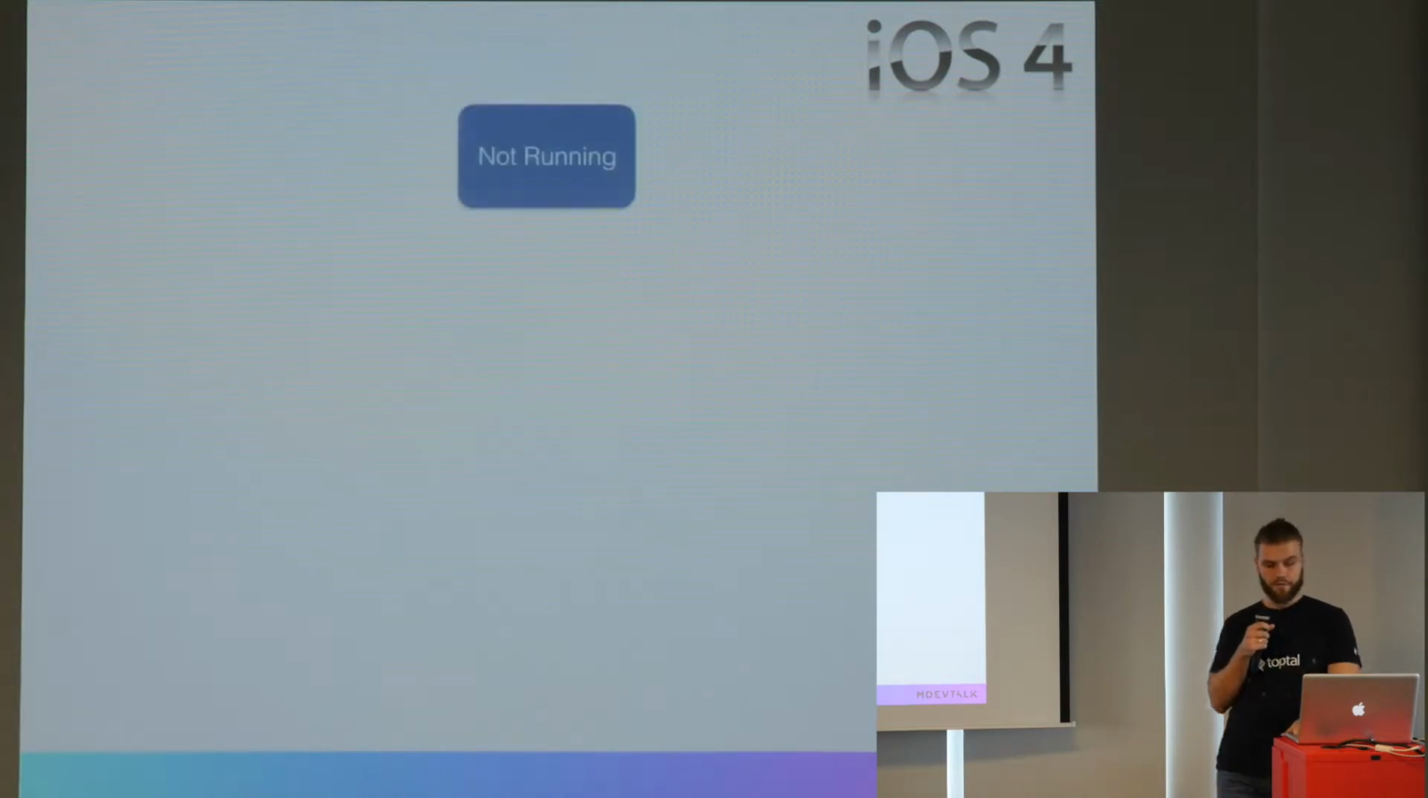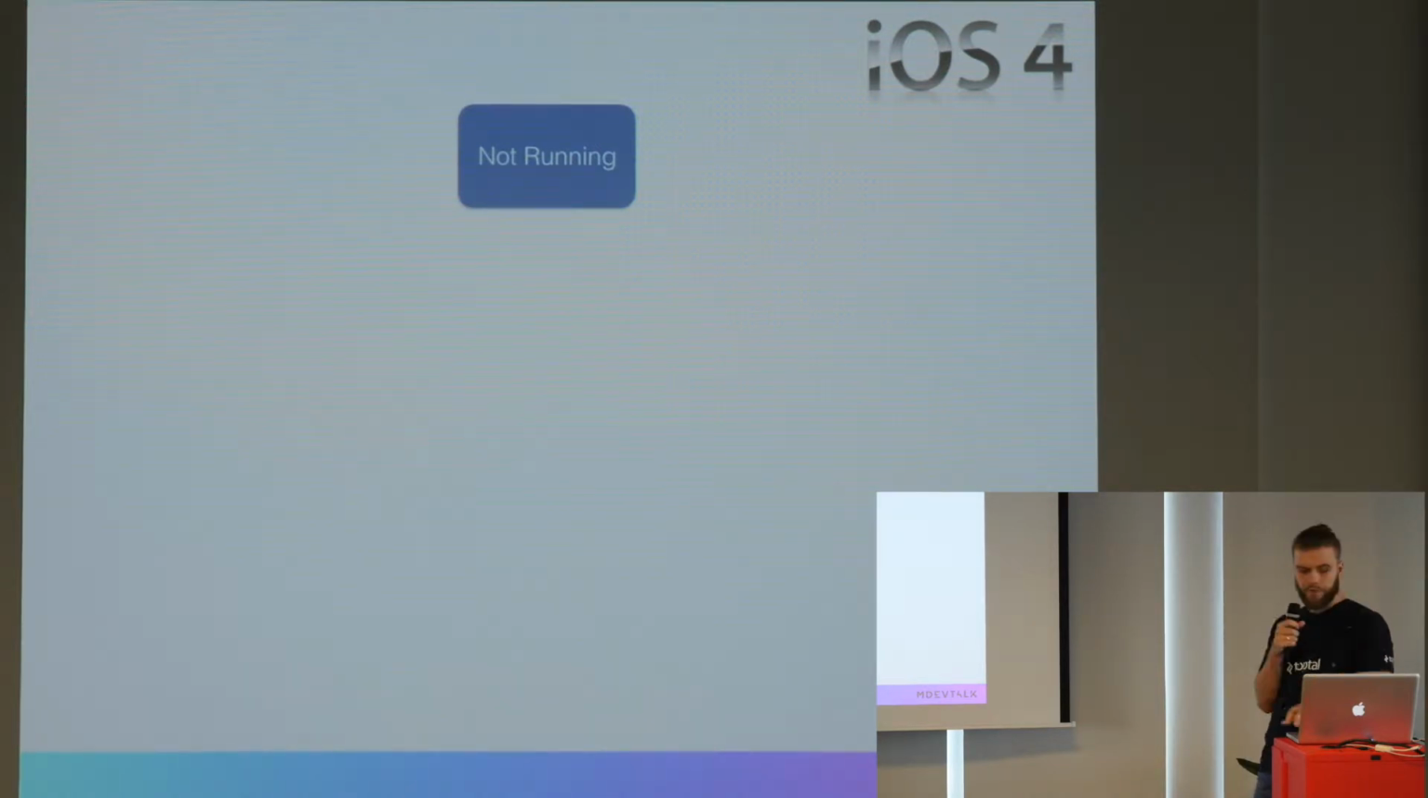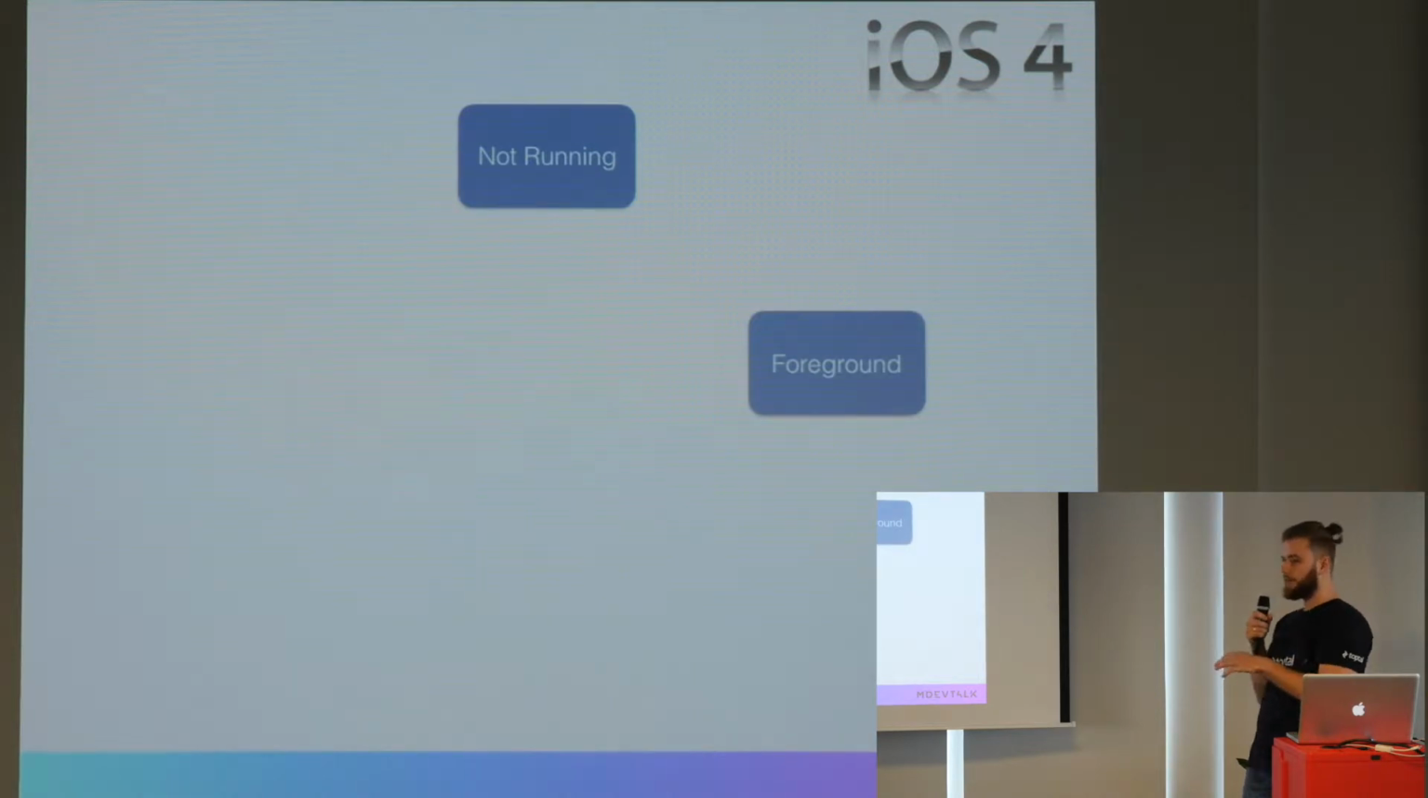iOS 4 introduced new state. So when you launch your phone, all of your apps are in a state called not running. When you tap the icon of an app, your app moves to the foreground. The foreground apps are the apps that you see on your screen right now and interact with. After you stop using the app, for example, you press the home button, the app goes to suspended state.